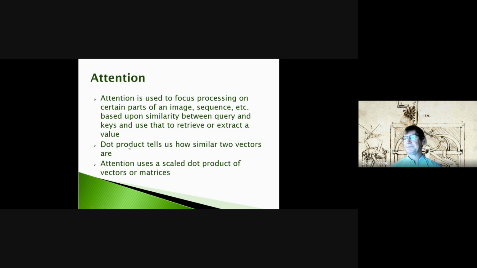So it's a nice convenient way of looking at how similar two vectors are, right? So the dot product projects one vector onto another.